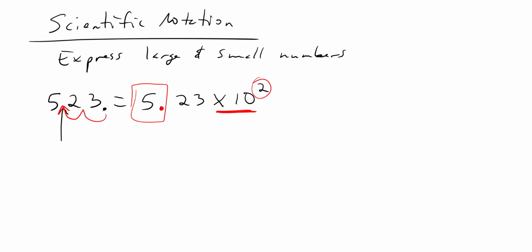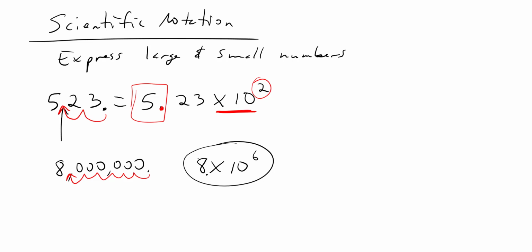Let me do another example. If I said like 8 million, right now I need the decimal here. I need to move it over 1, 2, 3, 4, 5, 6 places. If I move it over 6 places, the number becomes 8 times 10. Remember, it doesn't matter if you put a decimal here, 8.0 or 8. I moved over 6 places, so it's times 10 to the 6th, and that's your answer.